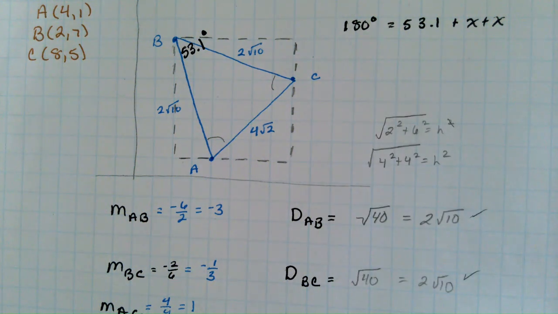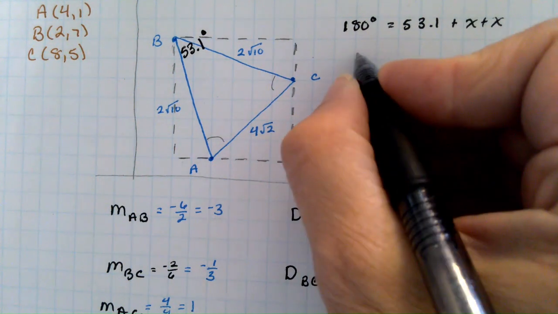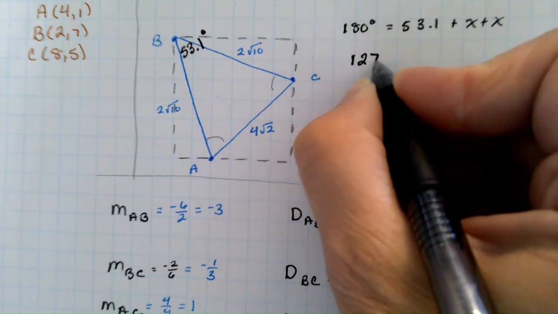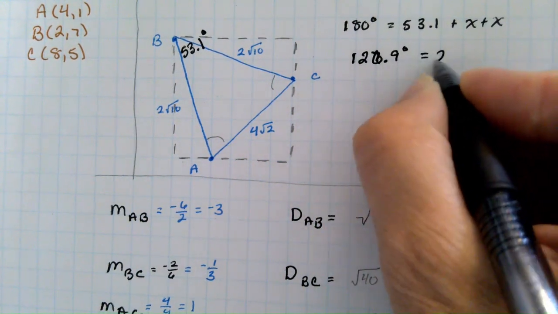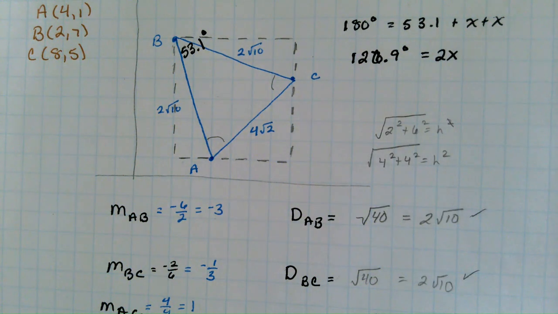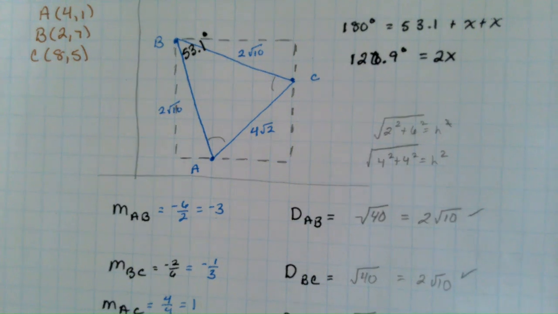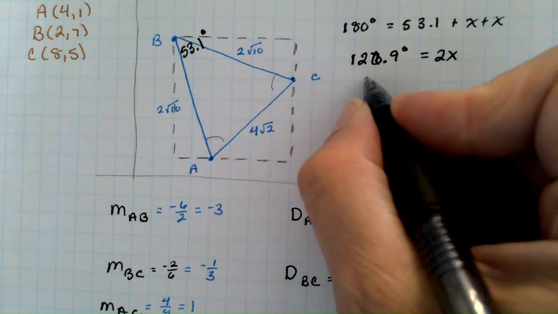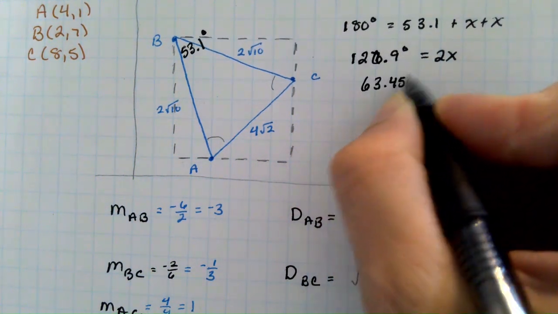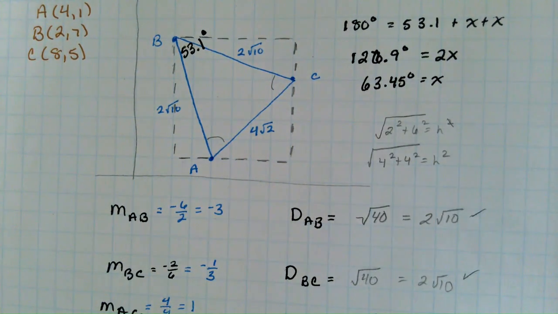So I'm going to subtract 53.1 from 180, and that'll give me 127. Or 126.9, sorry. And that will equal 2x, because x plus x is 2x. So when I go ahead and I divide that by 2, we get 63.45 degrees for each of them respectively. So now we know we have basically a 63.5, 63.5, 53 degree triangle.